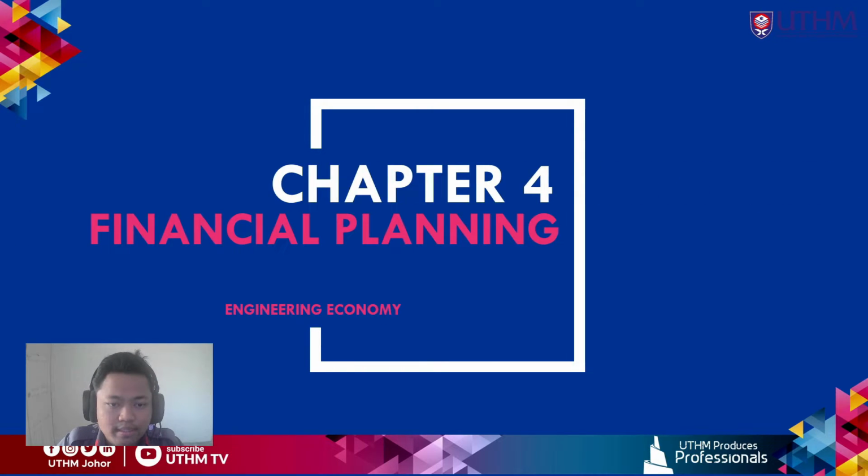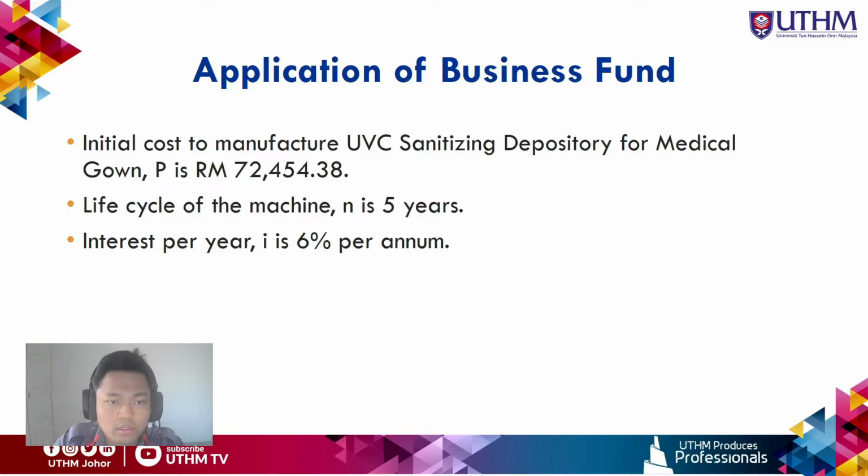Next, I will be presenting chapter 4, which is the financial planning for this project. I'll start off with the application of business fund. The initial cost to manufacture a UVC sanitizing depository machine, which is P, is 72,454 ringgit and 38 cents, with the life cycle of the machine, which is N, equal to 5 years, and the interest per year, which is I, equal to 6% per year.